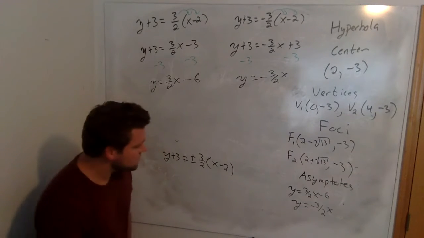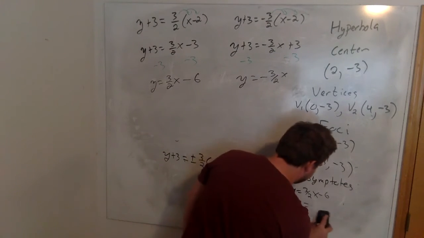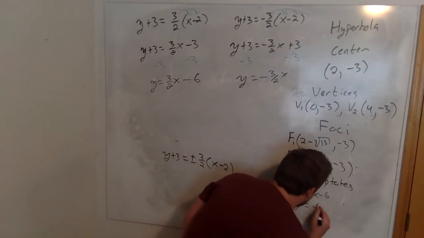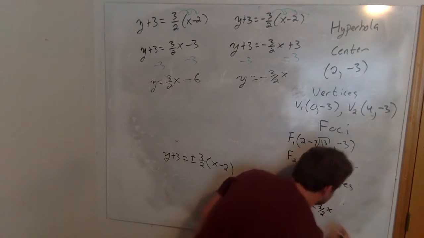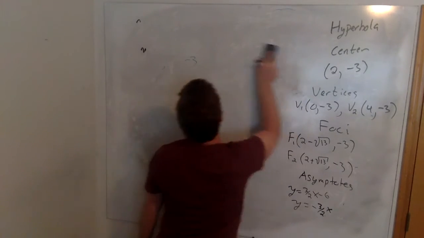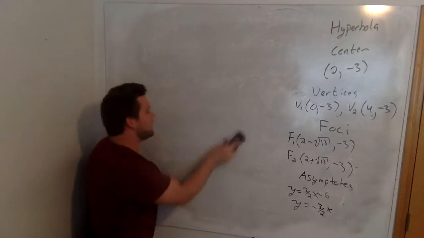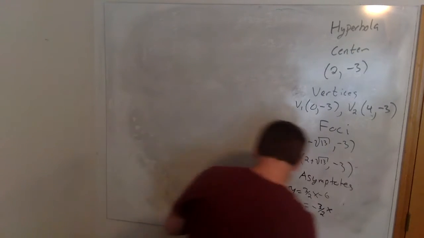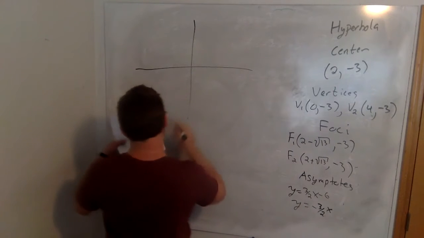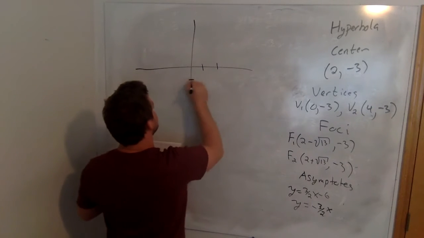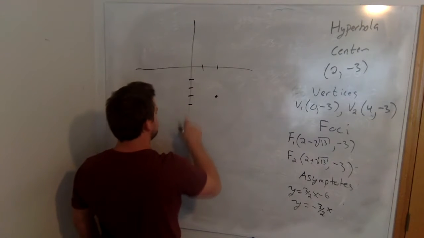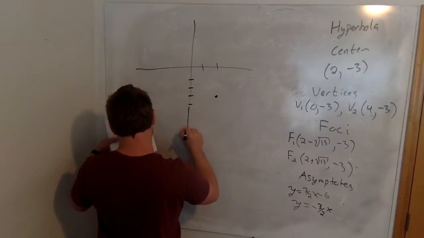There might be one other feature that they may ask you about, or you may see some textbooks talk about, something that's called the transverse axis. I'm not sure if I talked about this in the hyperbola video, but let's put that sketch up again just really quick. Let's see where we went down 3 units.